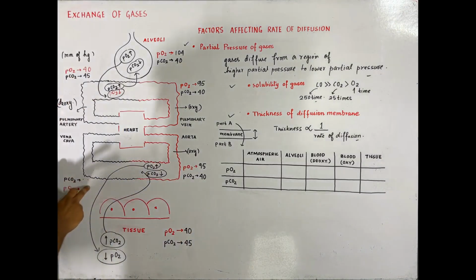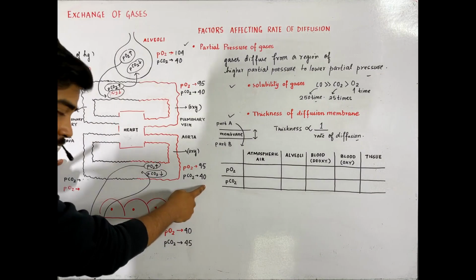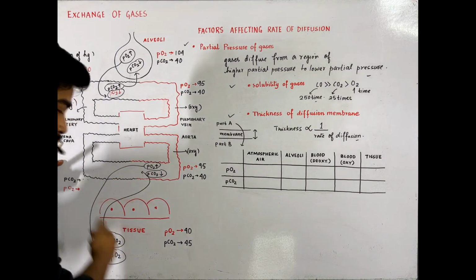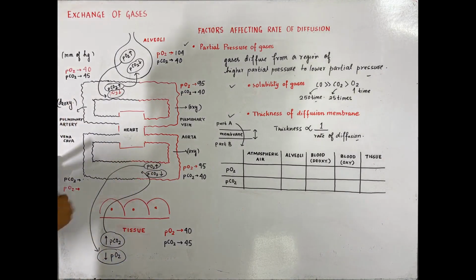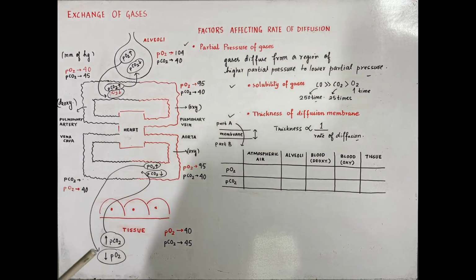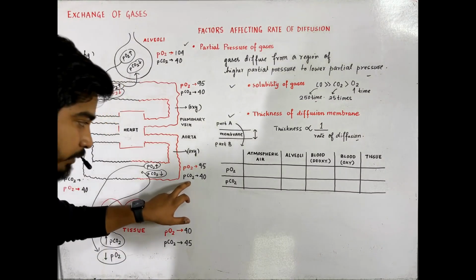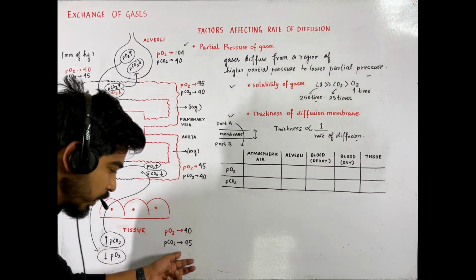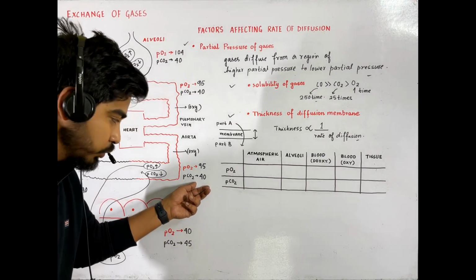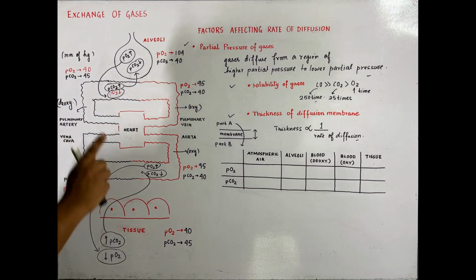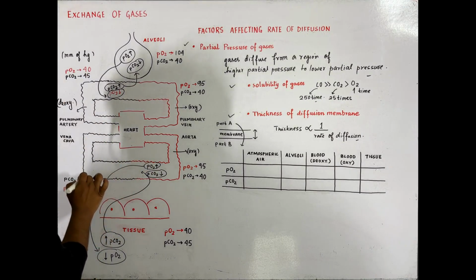Now compare this. This is deoxygenated blood, this is oxygenated blood. So there has been an exchange of gases. In the first case, oxygen was given out, so the partial pressure will fall to 40 mm of Hg. And in this case the partial pressure of CO2 is 40 and in the tissue it is 45, so carbon dioxide has been expelled from the tissue. More carbon dioxide has entered the blood vessels, so there will be an increase in carbon dioxide pressure and it will become 45.